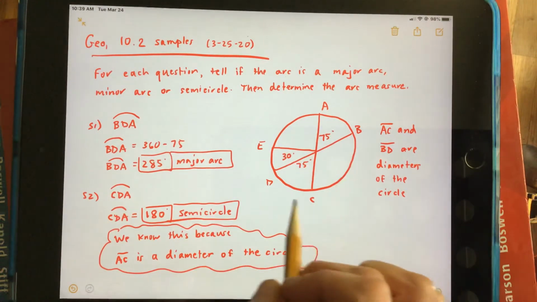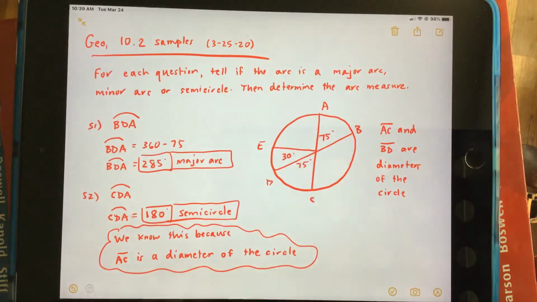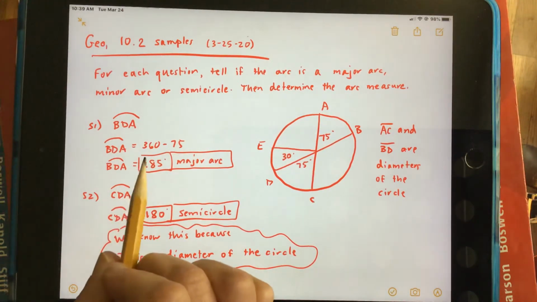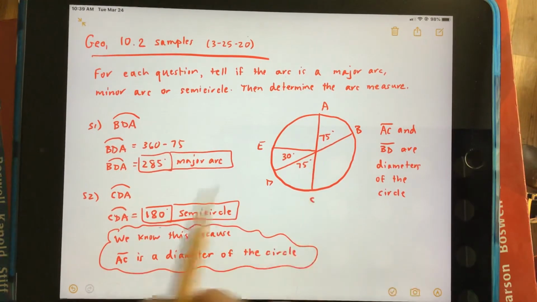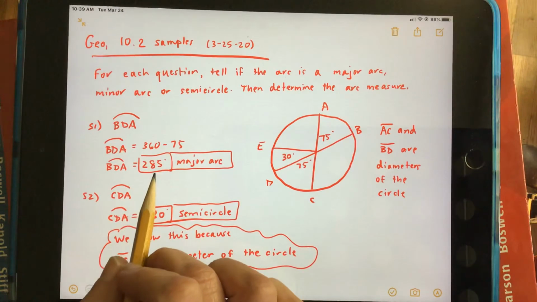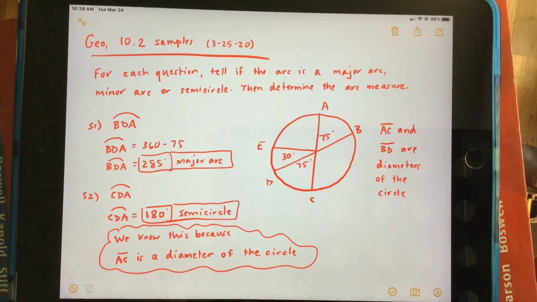So to figure out how far it is from B all the way around to A, we're going to start with our 360 degrees, the full measure of a circle. We're going to subtract or take off the 75 degrees so that we know what's left. 285 degrees is what's left, and so that will be the measurement of arc BDA.